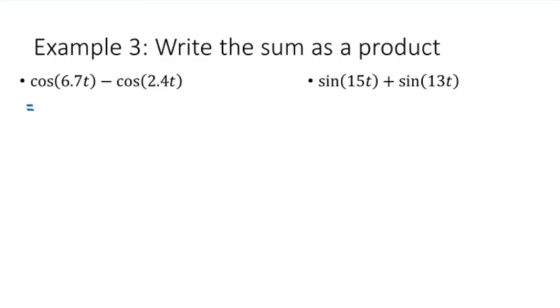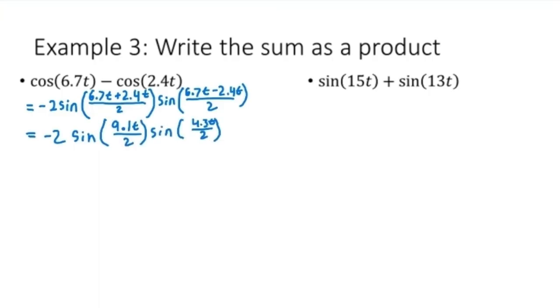Since we're subtracting cosines, we can apply the last sum to product identity, and we get that our expression equals negative 2 sine of (6.7t plus 2.4t) over 2 times sine of (6.4t minus 2.4t) over 2. If we simplify each expression inside of the sine, we get negative 2 times sine of 9.1t over 2 times sine of 4.3t over 2, which simplifies to negative 2 sine of 4.55t times sine of 2.15t.